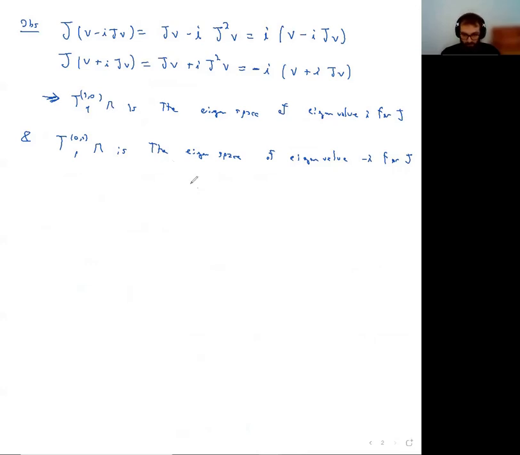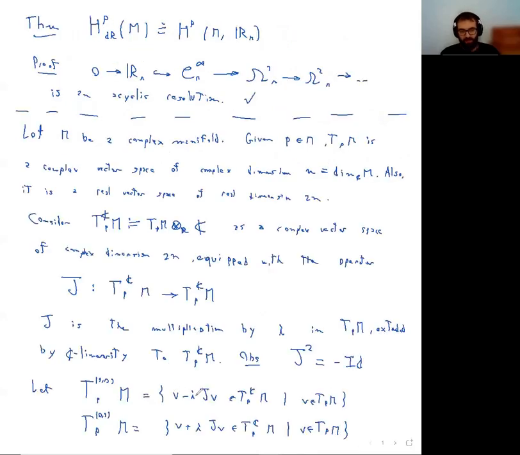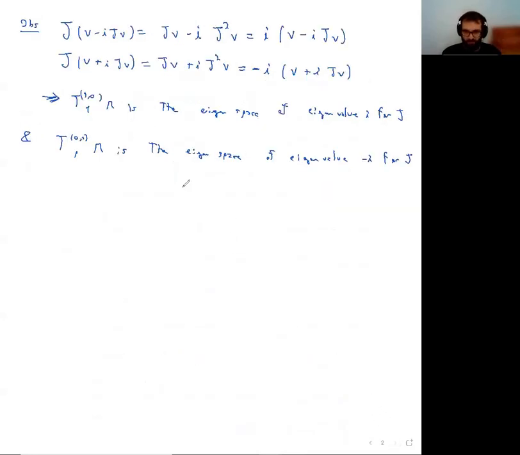You can show this in different ways. For instance, you can say that the map that sends V to V minus iJV is injective, and here we have complex dimension n. If this is injective, then this has dimension n, so you're done. You can also find a linear bijection between the two, so you know that they have the same dimension, and then this dimension must be n. Things like this. I think there are many different ways to prove it. I just don't want to prove it. No, I'm good now. Thank you.